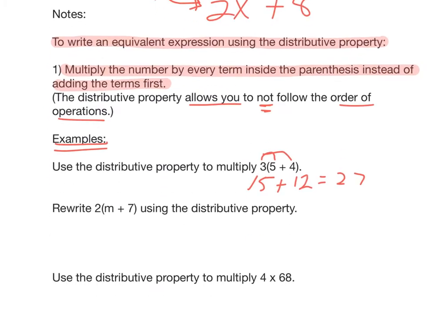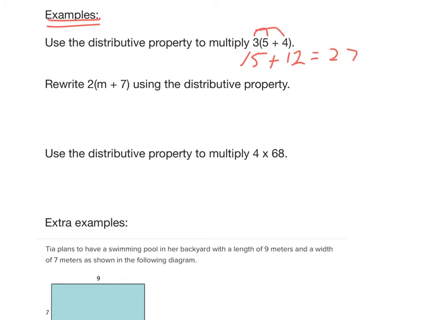Okay, another example. We're going to rewrite 2 times m plus 7 using the distributive property. So I'm going to use my rainbows. 2 times m is 2m, and 2 times 7 is 14. It's that easy. So these are equivalent expressions. Rather than write 2 times m plus 7, you can write 2m plus 14. It's exactly the same thing.